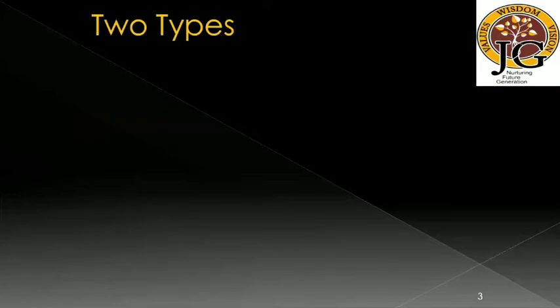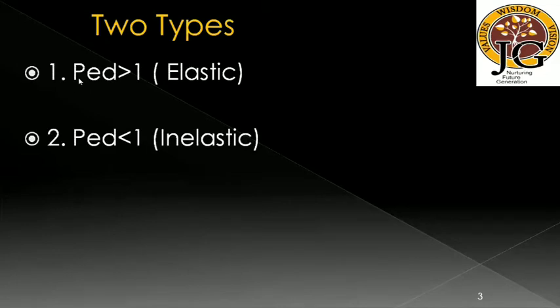Now, there are 5 different types of price elasticities as such, but the 2 most important types are: number 1, the price elasticity of demand greater than 1, which is also known as elastic demand, and number 2, price elasticity of demand less than 1, which is also called inelastic demand.